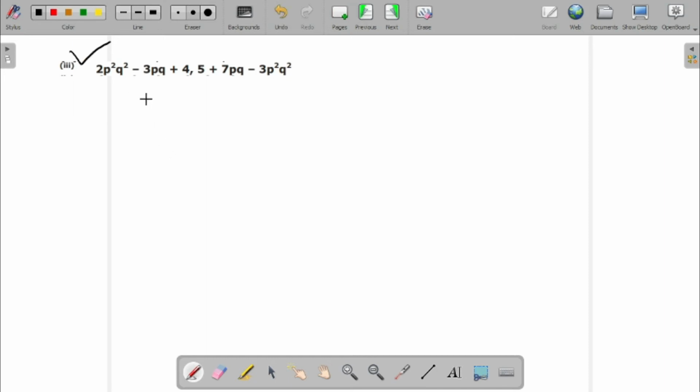This is the third part. We can write it here as 2p square q square minus 3pq plus 4. Then plus 5 plus 7pq minus 3p square q square. Now, after this step, removing the comma, we put plus. Now we collect the like terms.